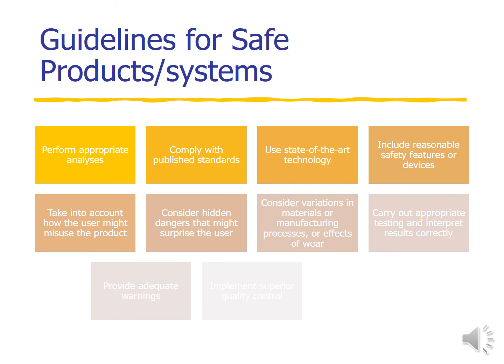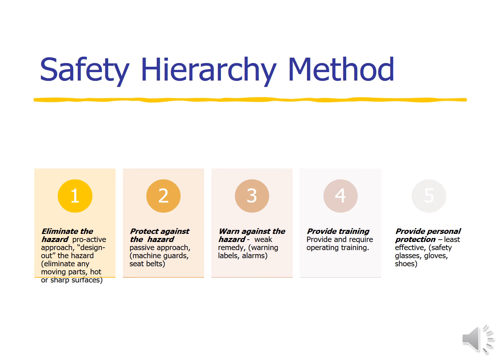Okay, this is a guideline for safety product system. First, perform appropriate analysis, comply with the published standard. Okay, this is the same as the slide before. Safety hierarchy method. First, eliminate the hazard. Second, protect against the hazard. Number 3, warn against the hazard. Number 4, provide training. Number 5, provide personal protection, meaning use the PPE.